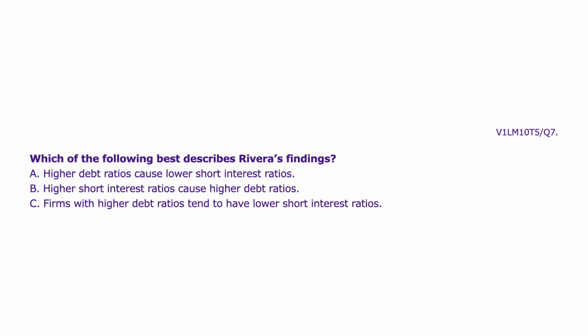Which of the following best describes Rivero's findings? A. Higher debt ratios cause lower short interest ratios. B. Higher short interest ratios cause higher debt ratios. C. Firms with higher debt ratios tend to have lower short interest ratios.